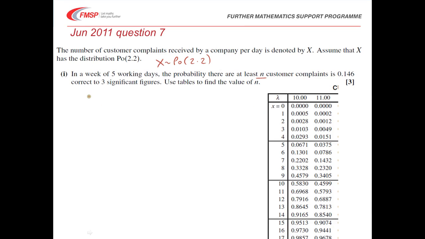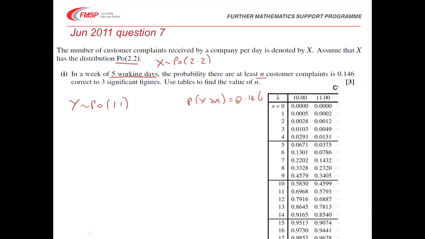So first of all, you actually need to realize that my distribution y, because we do need to start thinking about this, is actually Poisson 11, and that's because we're dealing with 5 working days, and this is only per day. Okay, so we want to work out the probability that there are at least n customer complaints is 0.146. So the probability that y exceeds a particular value is equal to 0.146.